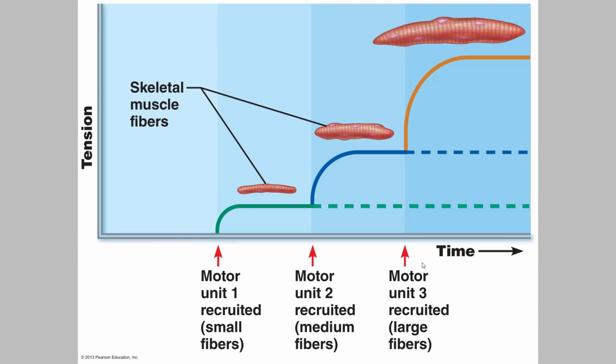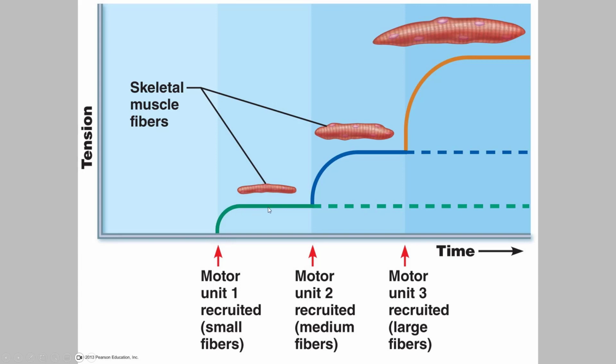Another thing that can increase tension strength is the size of the muscle fibers. Over here, the first motor units that are recruited, remember recruitment is just adding more motor units. When we start to add tension to a muscle, the first motor units are activating muscle cells that are pretty small. That's what we see here with motor unit 1.